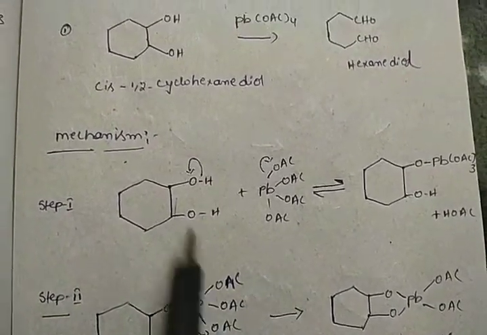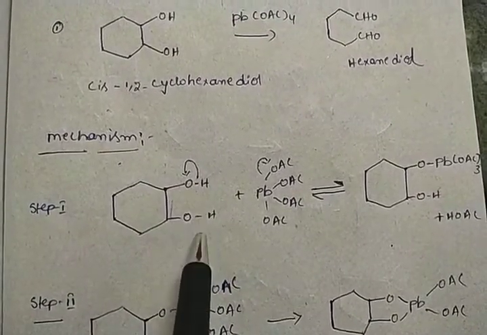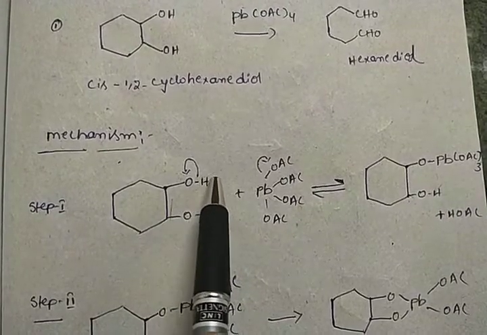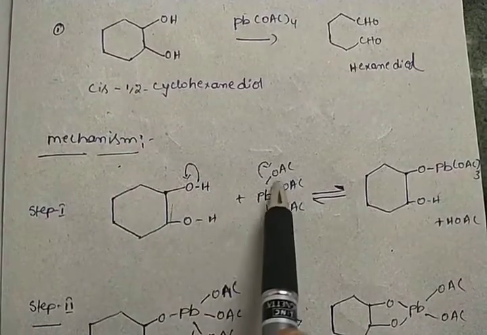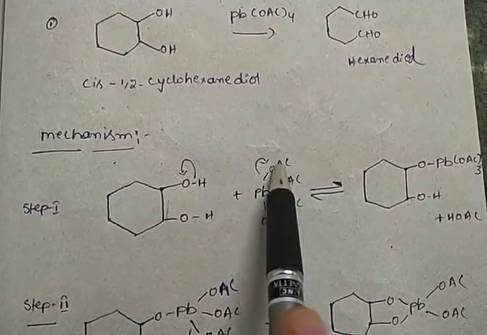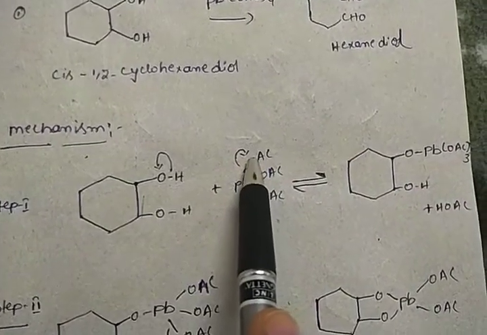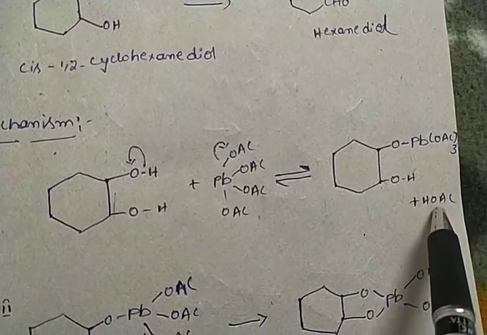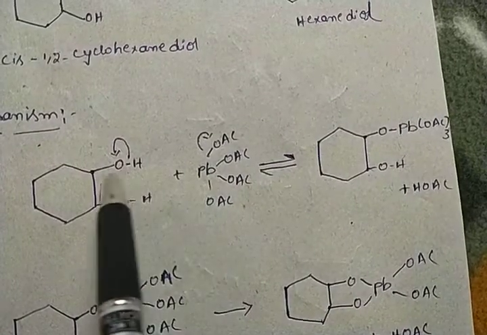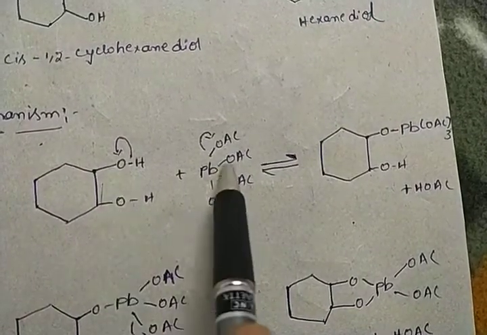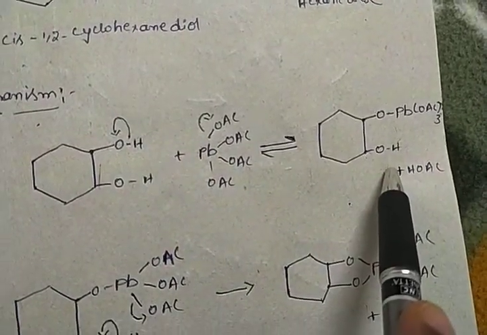Now if you see, this is the first step. Alcohol we know is somewhat acidic, so it will give H plus ions and liberate an acetate ion. When the acetate ion accepts a proton, it is converted into acetic acid. The lead acquires a positive charge and the oxygen acquires a negative charge, so a bond formation appears here. This is the first step, my dear friends.